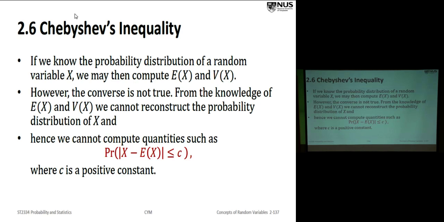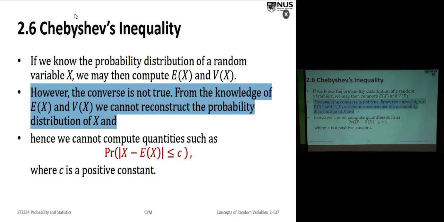So typically you give me the mean and variance of a random variable. I don't necessarily know its distribution, i.e. its probability mass function or its density function. But the converse is true, that if I know the density function, I have a chance of computing its mean and its variance. So for example, why would you want to? But if you wanted to compute the probability that the difference between a random variable and its mean is lower bounded by a constant, I couldn't do that with just this information.